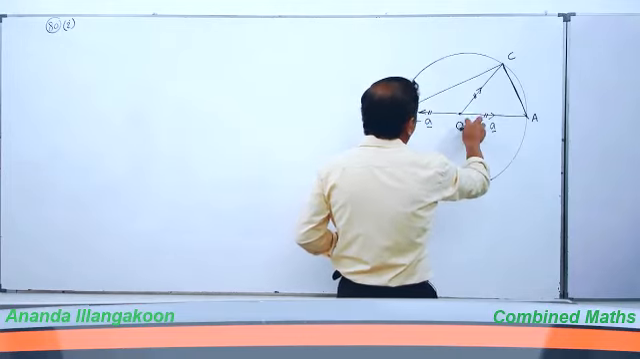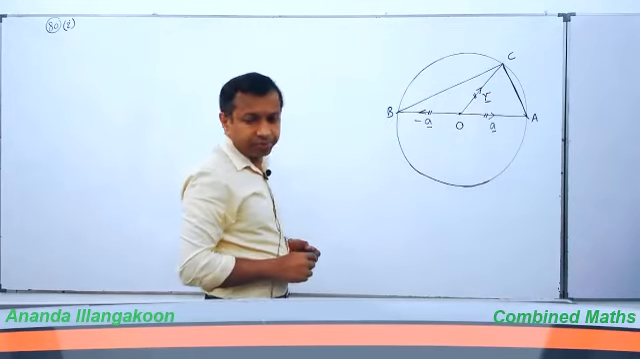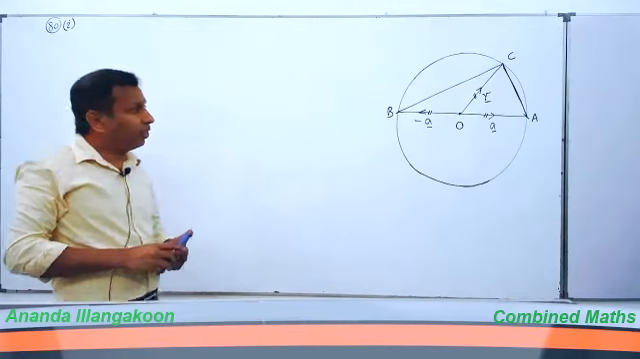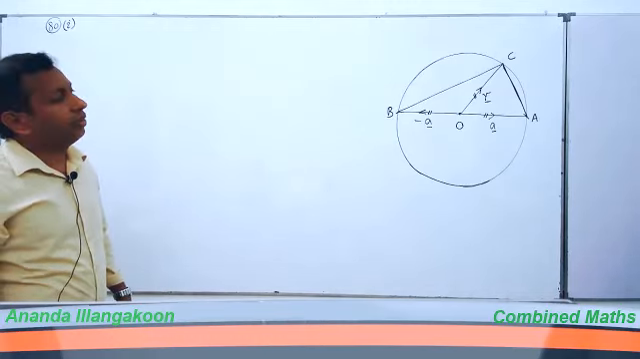And I'm going to take this vector OC as simple R vector. OC vector, I am going to take as simple R vector. Understand? Right. First of all, diagram.